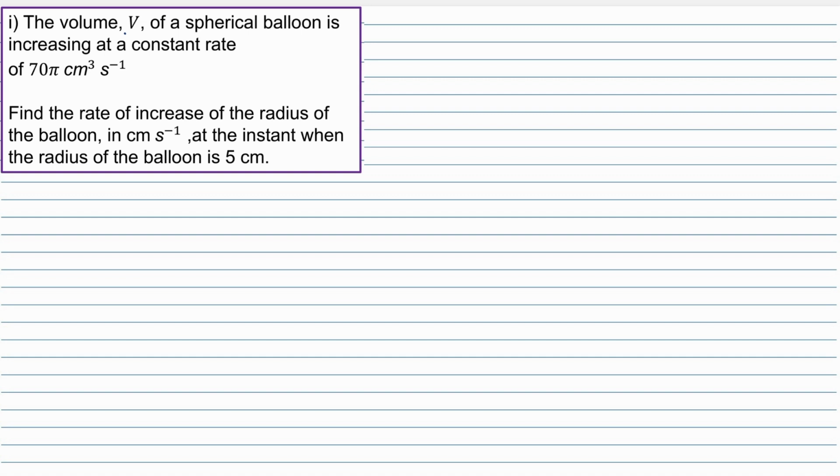So we're told the volume of a spherical balloon is increasing at a constant rate of 70 pi centimeters cubed per second. So what we have here is dV by dt, and we're told this is 70 pi. We want to find the rate of increase of a radius. So we want to find dr by dt.